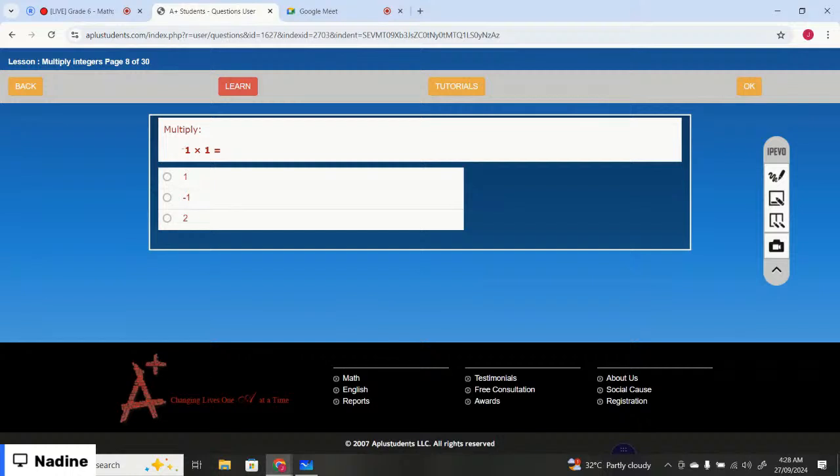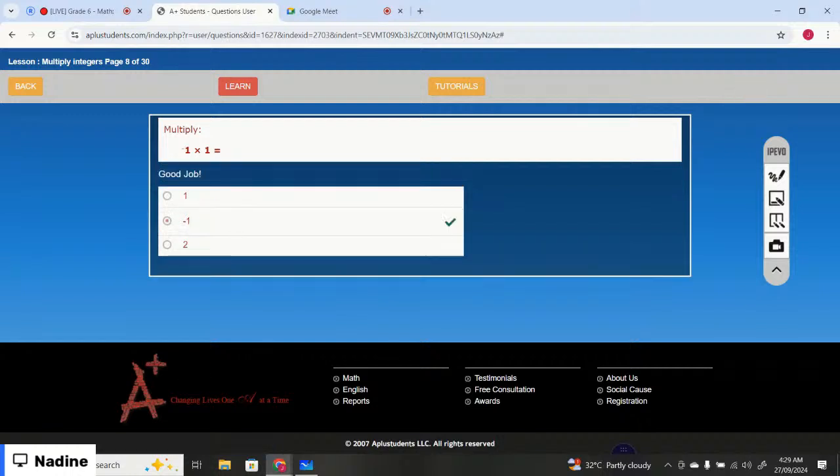Negative 1 times 1, which is the correct option? Negative 1 times 1 is negative 1, right? One of the numbers is negative. So, the product must be negative.